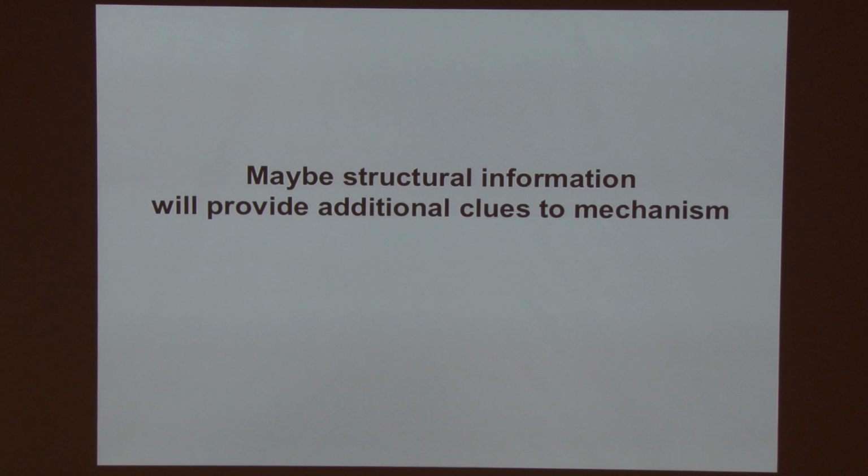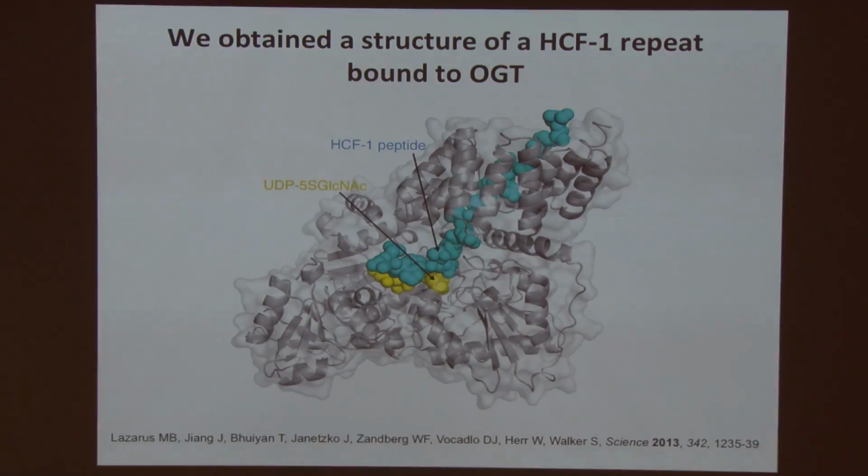And so the next thing we did was we decided that we would try to crystallize the HCF1 repeat with OGT. And we used the 5S-GlcNAc substrate, which is stable. And when we did that, and I was quite excited about trying this, because there is no structural information about how OGT recognizes any of its substrates except for the work that we've done on HCF1. And so this was the first structure which showed how peptides can bind to the TPRs.